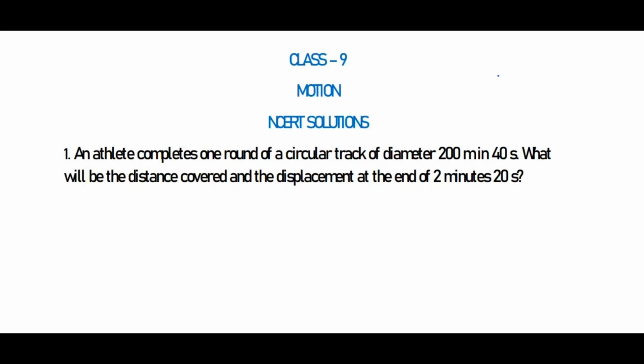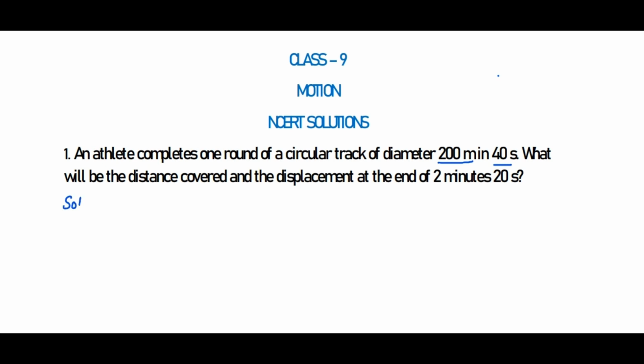Hello students, in this video we are going to discuss the NCERT solutions of class 9 from the chapter Motion. An athlete completes one round of a circular track of diameter 200 meter in 40 seconds. What will be the distance covered and the displacement at the end of 2 minutes 20 seconds? Here we need to calculate the distance and displacement.